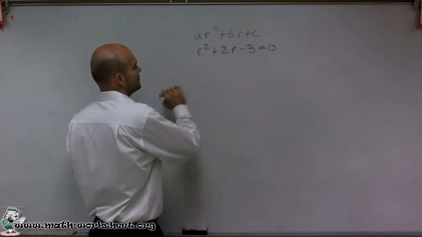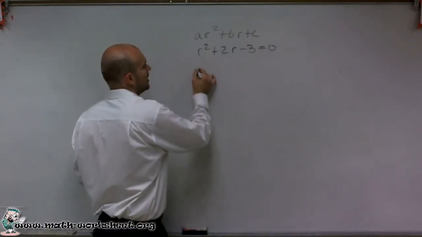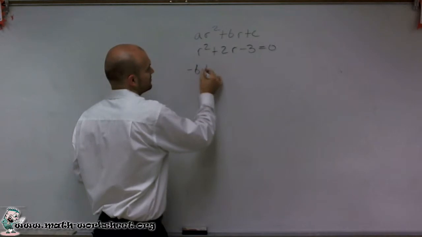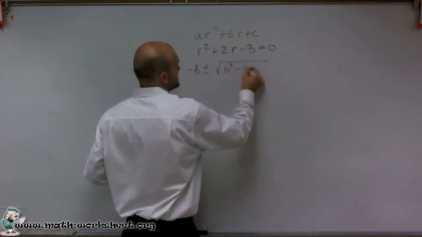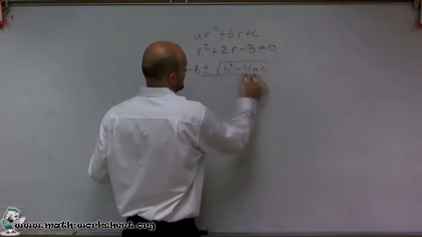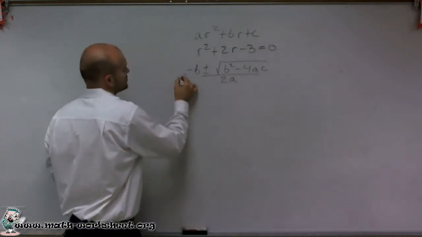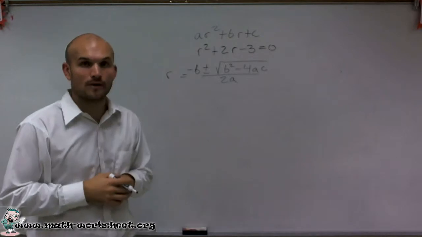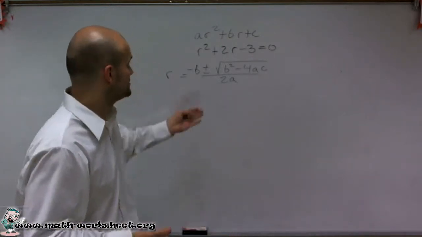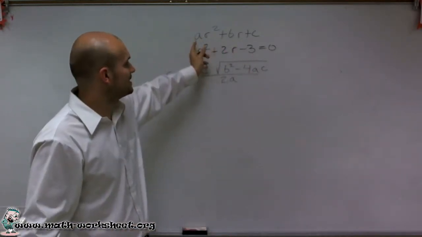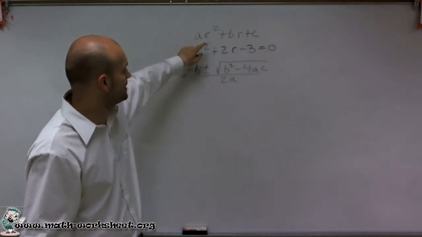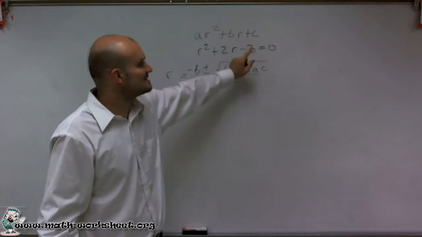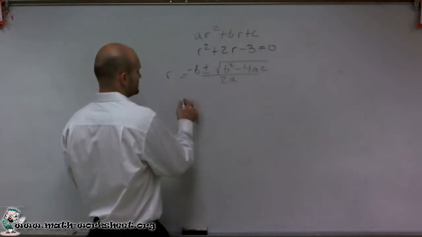So the quadratic formula states: opposite of b plus or minus the square root of b squared minus 4 times a times c, all over 2a, is going to equal your value r. Now what I need to do is evaluate by plugging in a, b, and c. I have a equal to 1, b is 2, and c is negative 3. So I'm going to plug those into my equation.